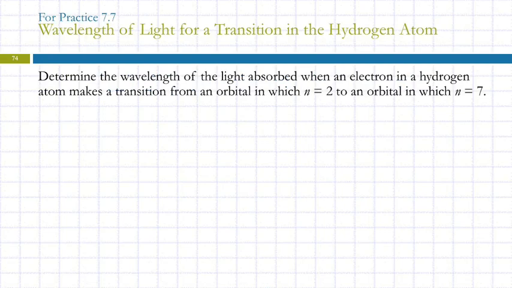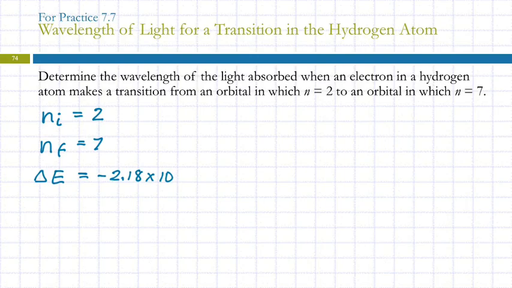Determine the wavelength of the light absorbed when an electron in a hydrogen atom makes a transition from an orbital in which n equals 2 to an orbital in which n equals 7. So the initial is n equals 2. That's where it's starting. The final is n equals 7. We've got this delta E equals negative 2.18 times 10 to the minus 18, I thought that was too nice with the 2.18, joules, times 1 over final squared minus 1 over initial squared.